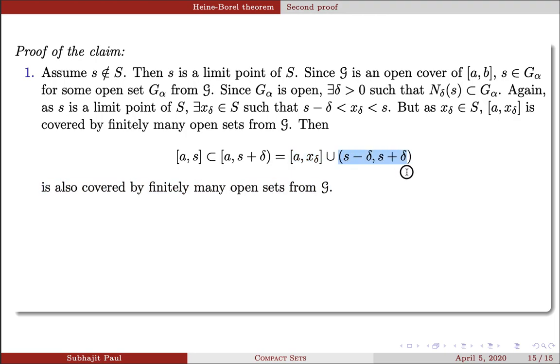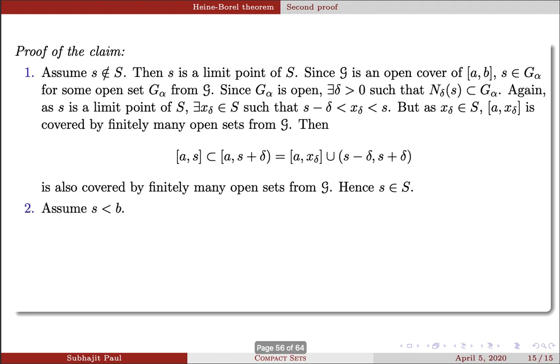Now what about this part, the delta neighborhood of S? This part is covered in a single G alpha over here, right? So this part A to x delta is covered by finitely many open sets and this part is covered by only one open set. So that all together this is also covered by finitely many open sets from script G. So A to S plus delta is covered by finitely many open sets from script G, right? And this is the definition to belong to capital S. So small s belongs to capital S.